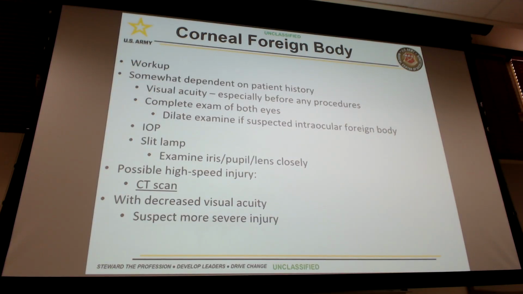Okay, so the workup for these patients, mostly on the patient's case history. They're going to tell you that they got something in their eye. Check their IOPs, potentially. You'll do a slit lamp exam. If you're concerned at all that the corneal foreign body is not in the cornea anymore and it's actually in the eye, do a CT scan. This is where you definitely don't do an MRI. We're talking briefly about CT versus MRI. Don't do an MRI if there's an intraocular foreign body, for obvious reasons, right?